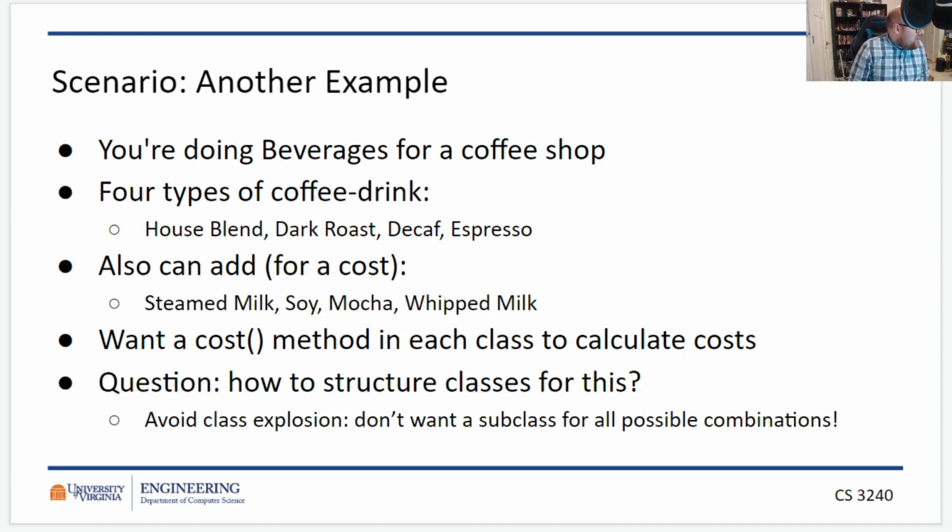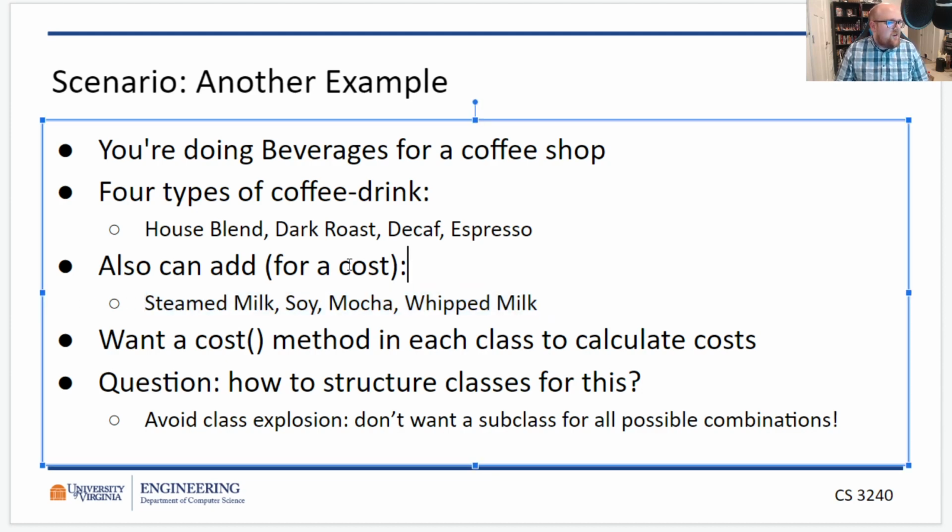But let's, for a moment, think about another strategy. And here, let's say that you're doing beverages for a coffee shop, and you have several different types of drinks. For now, let's just simplify it and say coffee and tea. But we have a number of ingredients that we can add. And each of these ingredients costs a little bit of extra money. You don't get whipped milk for free. You gotta pay a little extra for the whipped milk. And you want some cost function to calculate the price of the base coffee plus whatever ingredients you add. This is a fairly simple example.